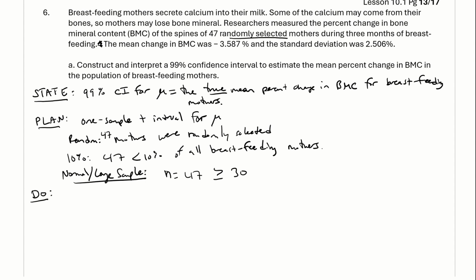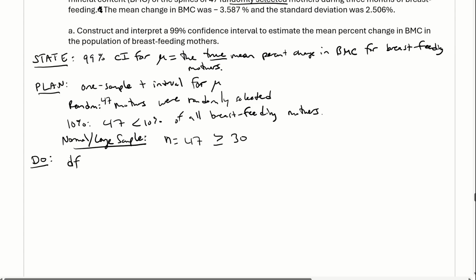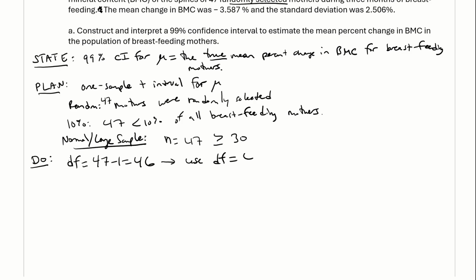All right, so now let's go ahead and calculate. So we need to find the degrees of freedom. So we know that df is equal to 47, I'm sorry, 47 minus 1, which is 46. So remember, on the table, we're going to use df equals 40 for the table. And if we use 40 for the table, then we get a t star.